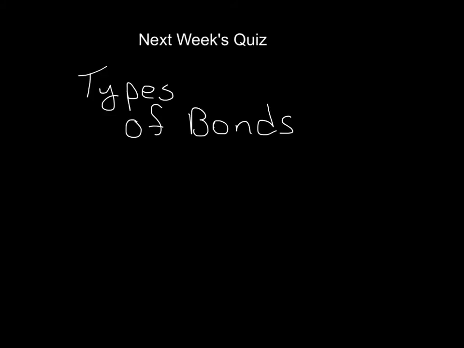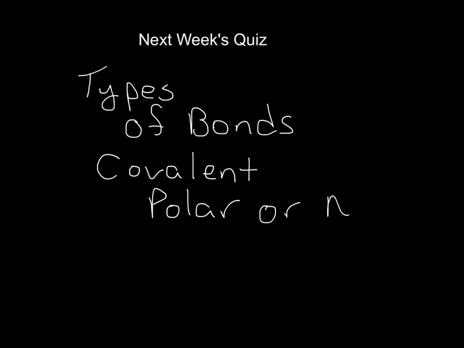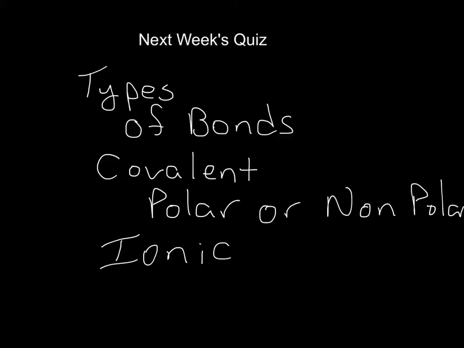And the three types of bonds that we've talked about were covalent, and covalent having polar or non-polar, and of course the ionic. You must know the difference between these three. You can look at the slideshow, or the PowerPoint. There's really only one key slide to the whole thing.